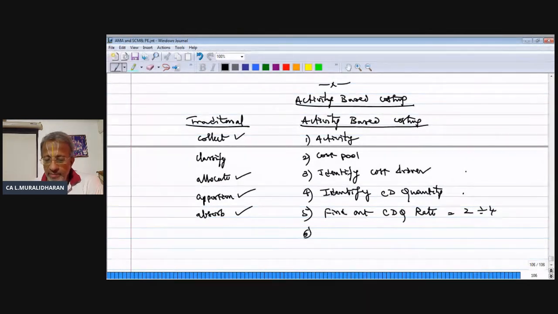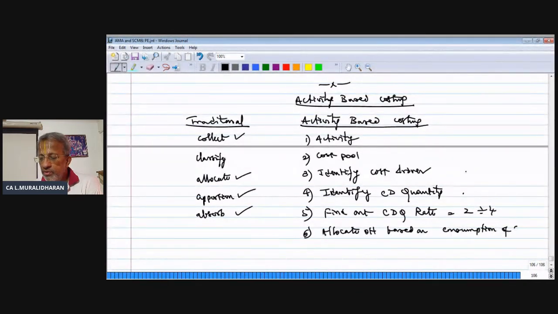Then 6th item, allocate overheads based on consumption of cost driver quantity. So if I have consumed 2 plate meals, then I should be booked with 2 plate meals cost. That is the way cost should be allocated.